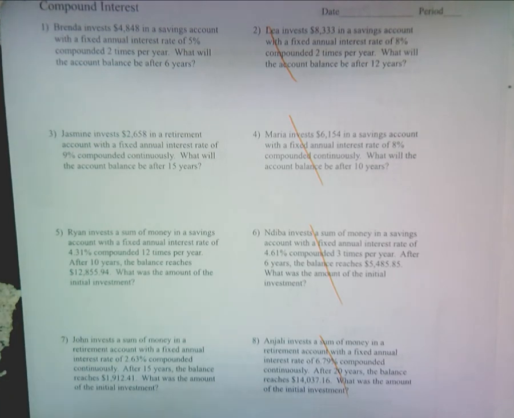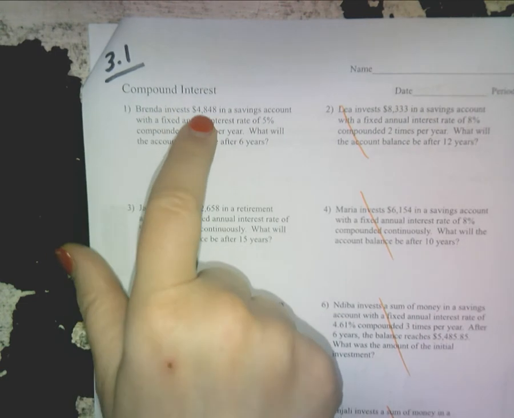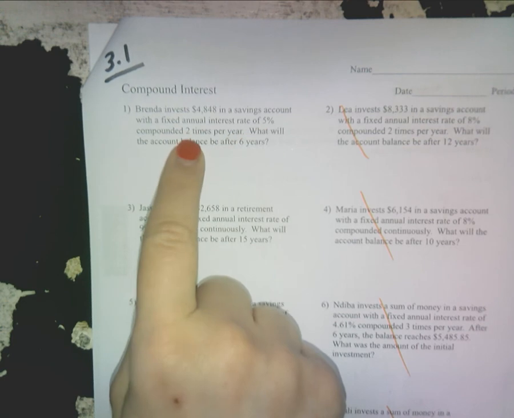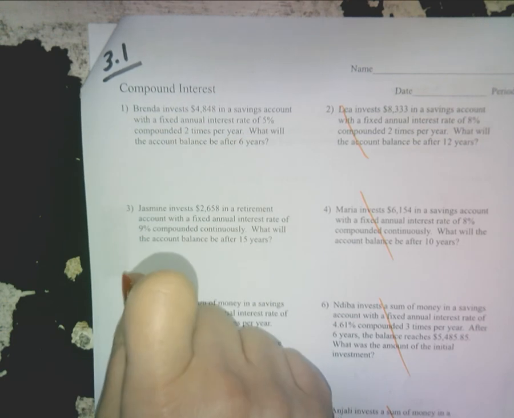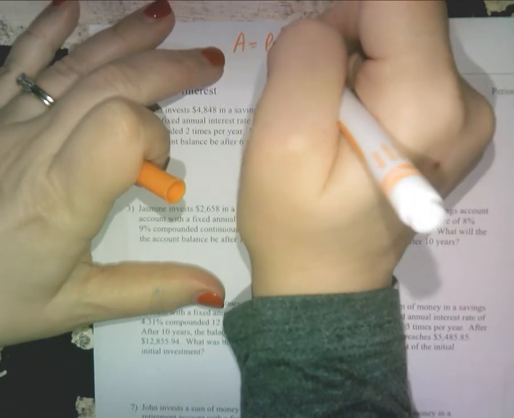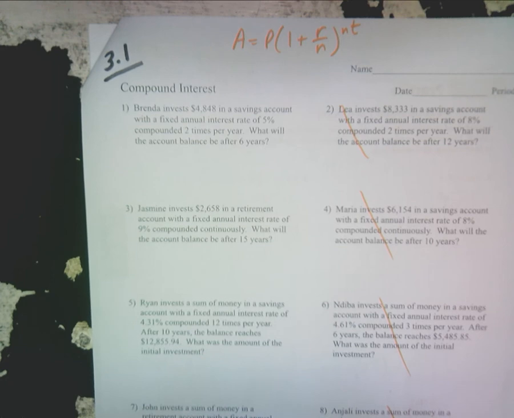Okay, real quick, I'm just going to start you off on one of these right now. Good old Brenda, she wants to invest $4,848 into a savings account with a fixed annual interest rate of 5% compounded 2 times per year. What will the account balance be after 6 years? Okay, so did you see the word continuous at all? No. Then you don't use A equals P E R T. You use this guy, A equals P times (1 plus R over N) to the NT. You'll memorize it, don't worry.